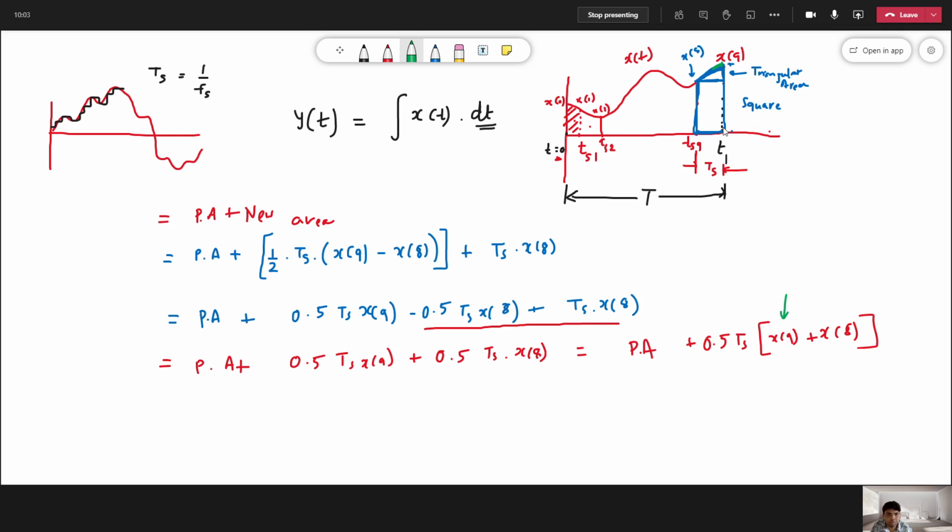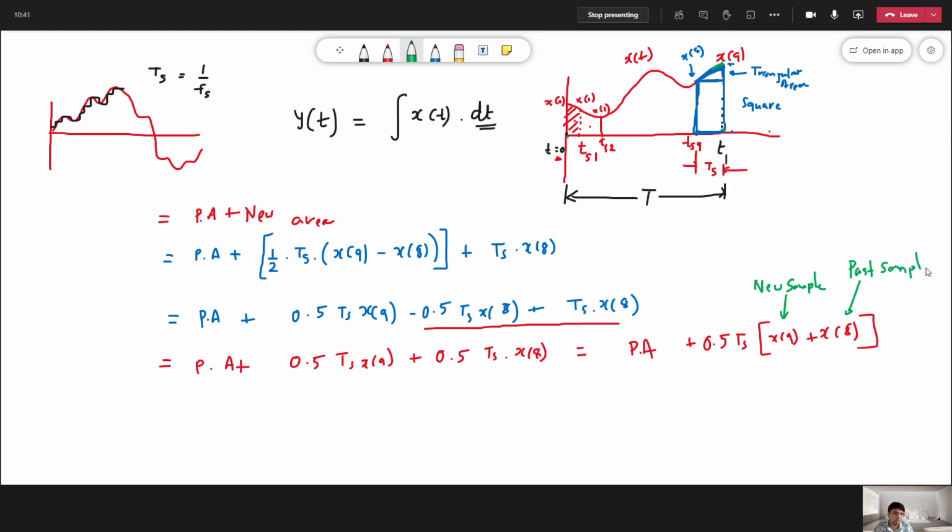We have actually stopped our process, or we are at the moment T1 when we want to calculate the integration of X of T. We want to find the integration of X of T from 0 to T1. That's why we are at the T1 instant, and hence the signal sampled at the T1 instant is the fresh or new sample for us. So this is the new sample. And X of 8 is actually my past sample.